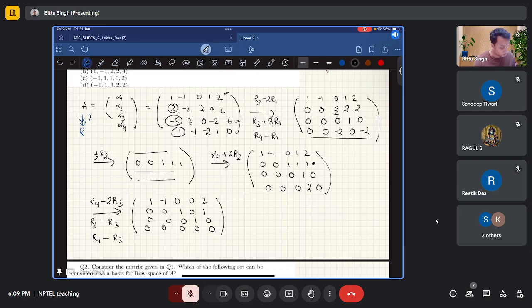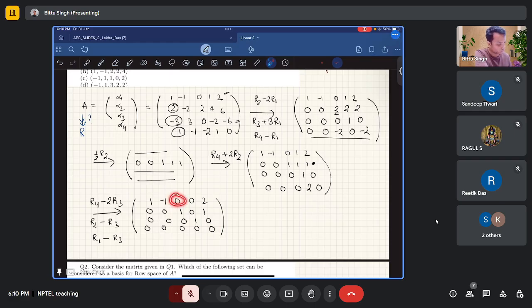So next, can you reduce further? You cannot reduce now, because those leading entries are in ascending order. This is the leading entry of the first row, this is the leading entry of the second row, this is the leading entry of the third, and all are 1, and it is in ascending order. Below this leading 1, those are 0, right? So you cannot reduce it further.